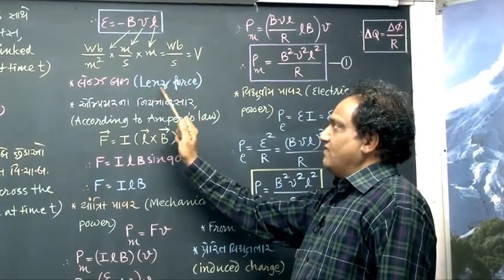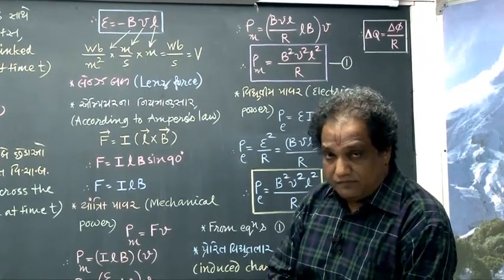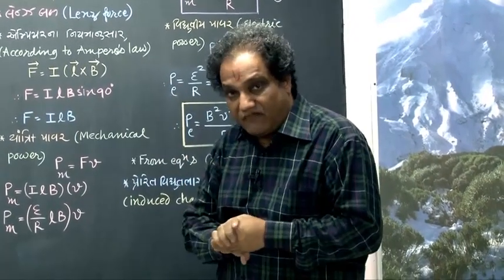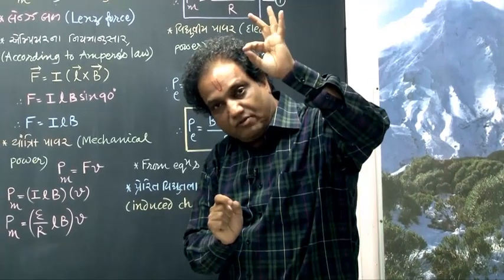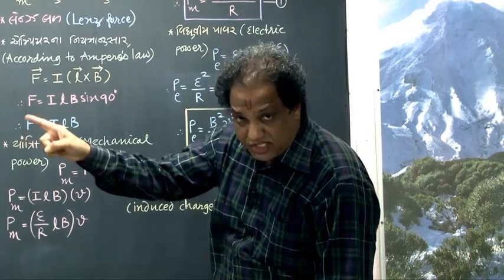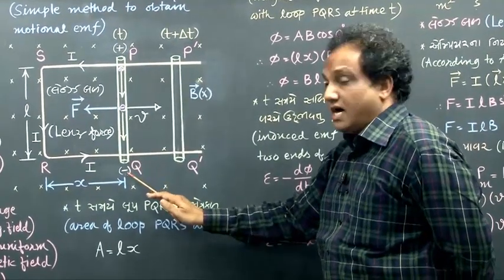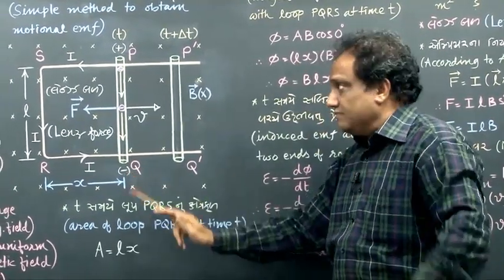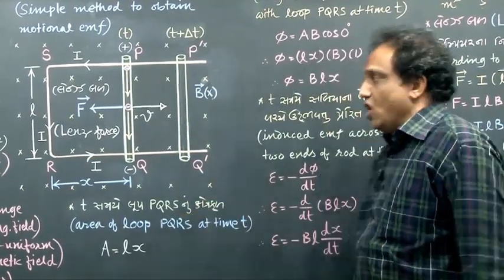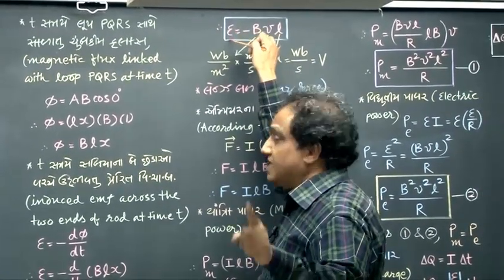What do you mean by Lenz's force? Look. Here we have a conducting rod which is moving in a magnetic field. At that time, we have some induced EMF developed across its two ends. And in this situation, this end has become positive. This end has become negative. So mind well, this moving rod behaves as if it is a battery of this much EMF.